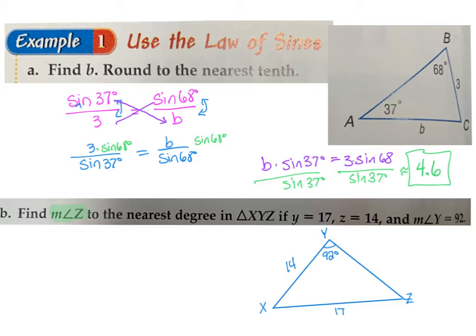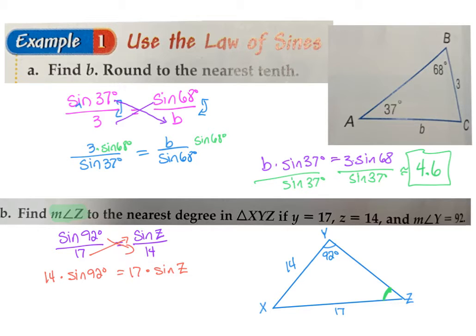So we are looking for this angle right here. All right? We're going to use law of sines. So sine of y, 92 degrees, over y, 17, equals sine of z over side z. All right? We can use cross multiplication again. So 14 times the sine of 92 degrees equals 17 times the sine of z.